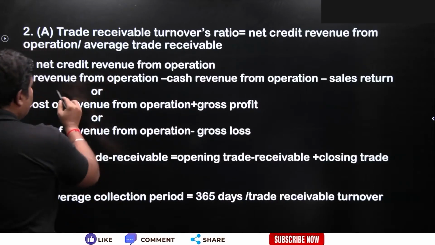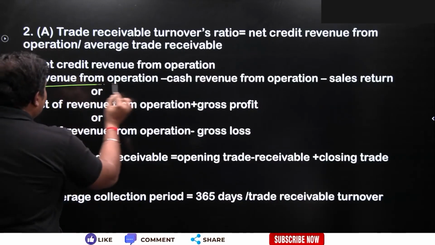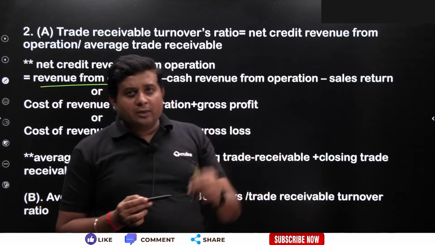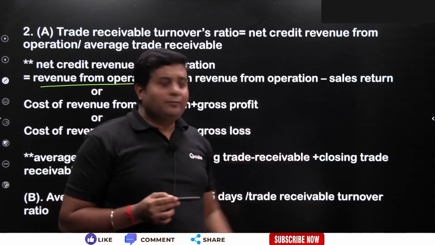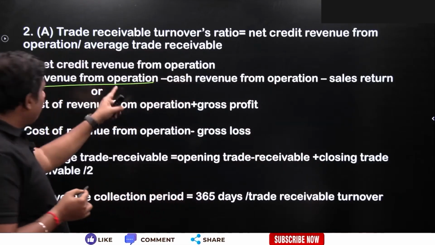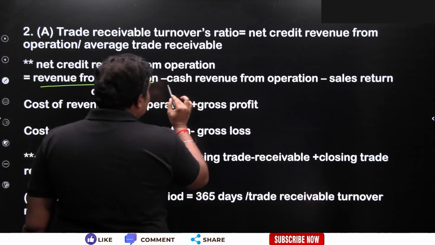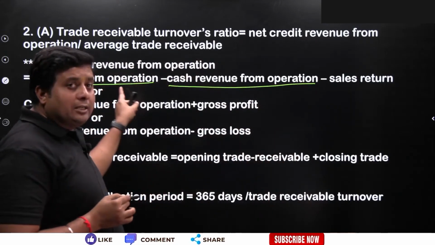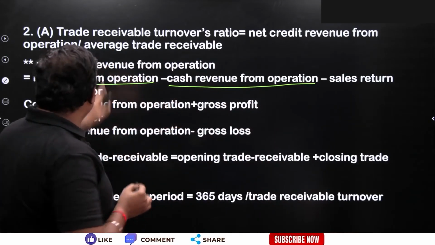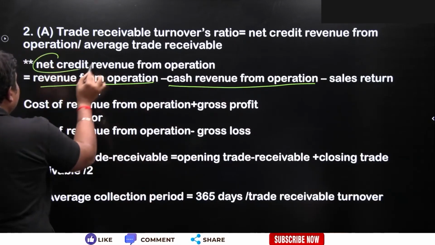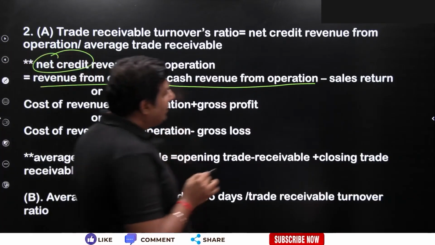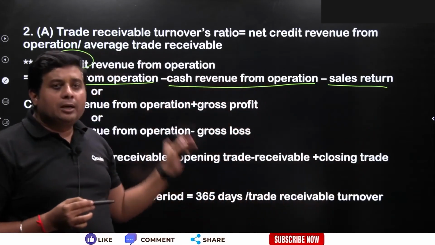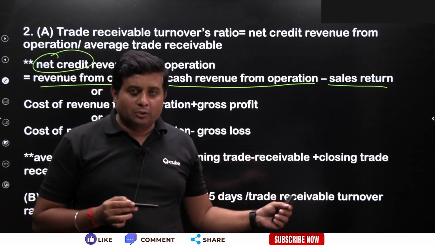So basically revenue from operation में, when I say revenue from operation, it means total revenue from operation, which includes the cash revenue from operation as well as the credit revenue from operation. So total revenue from operation में, if you could subtract the cash revenue from operation, so it will give you the credit revenue from operation. But what we are looking for? We are looking for net credit revenue from operation. So suppose if any sales return is also there, and if you could subtract it from there, so you'll come to know about the net credit revenue from operation.